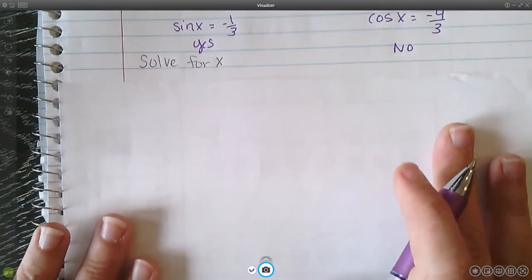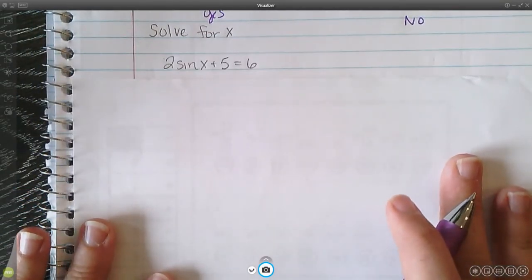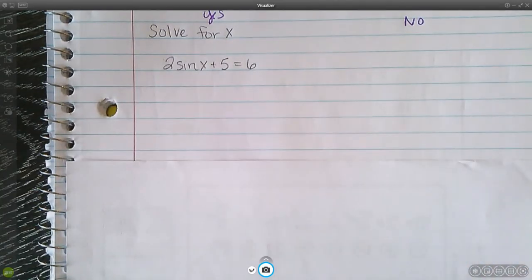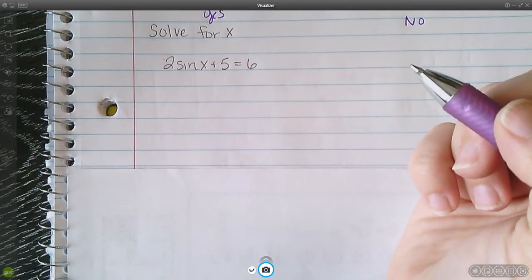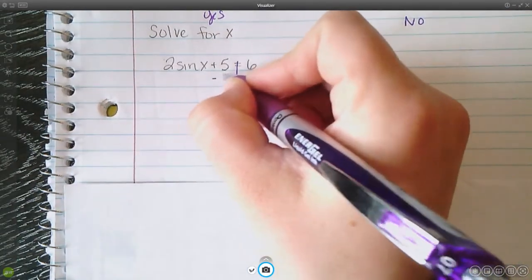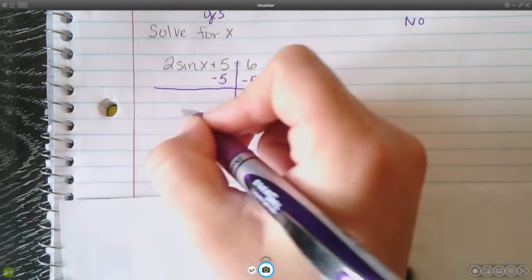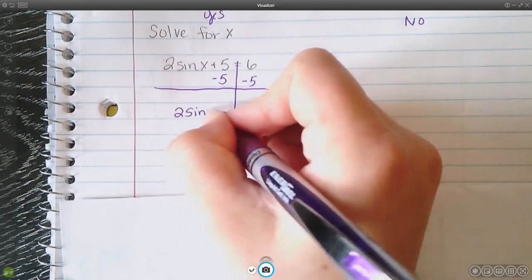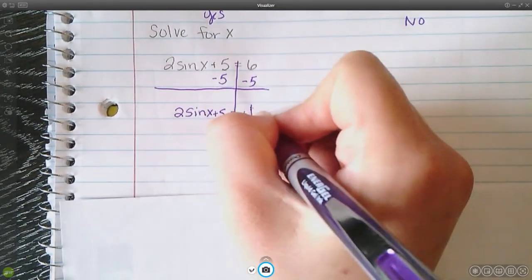Okay, so let's actually look at solving some. Here we want to solve for x. Like I said, it's the same thing as when you started solving in Integrated 1. So you draw the line, subtract 5 from both sides. So we have 2 sine of x plus 5 equals positive 1.